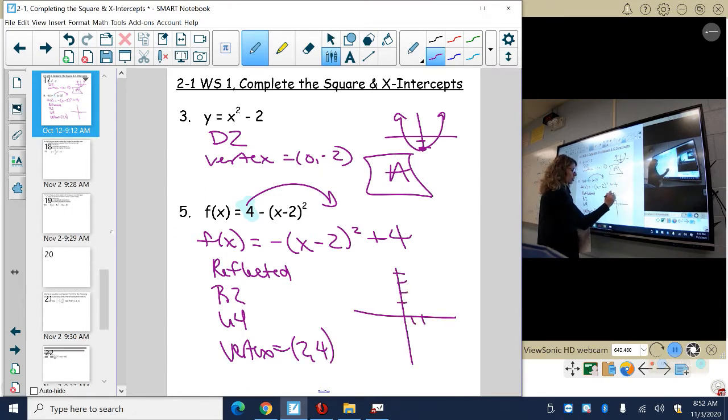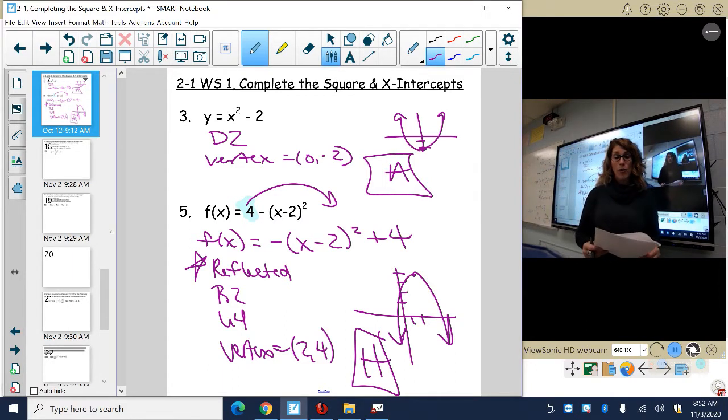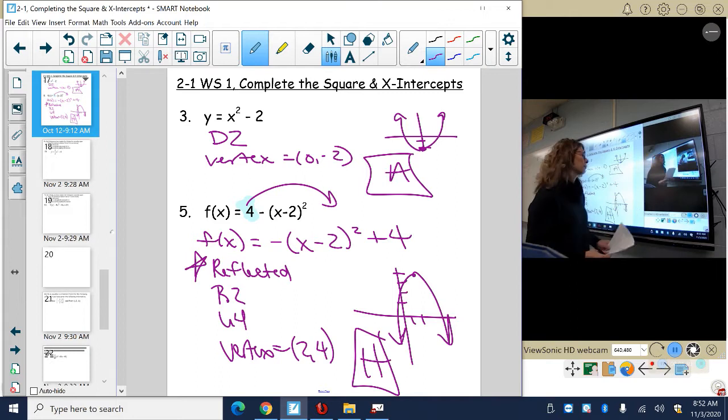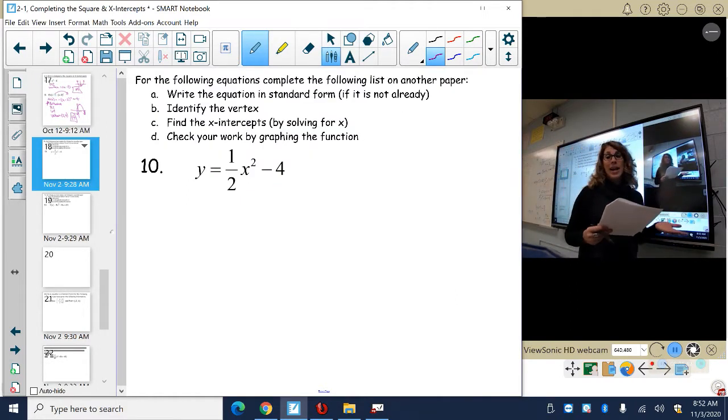So here's 2, here's 4, there's my vertex. It is being reflected, so that means it's opening down. So which graph looks like that on here? If you said letter H, you would be right. So that is how you're going to do problems 1 through 8. If you have questions, please ask me. Okay? Now the back, problems 9 through 16.